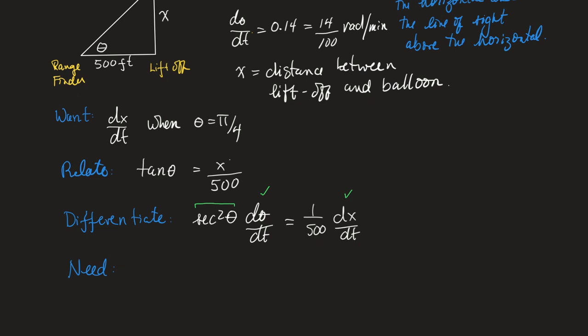Sometimes you might have to do a little bit more work to find secant theta, but in this instance, we're actually given that. So if theta is pi over 4, and we need secant theta when theta is pi over 4, well, secant of pi over 4 is the square root of 2. So I've now got secant theta, and now I have everything I need. So I can go ahead and I can substitute and solve.